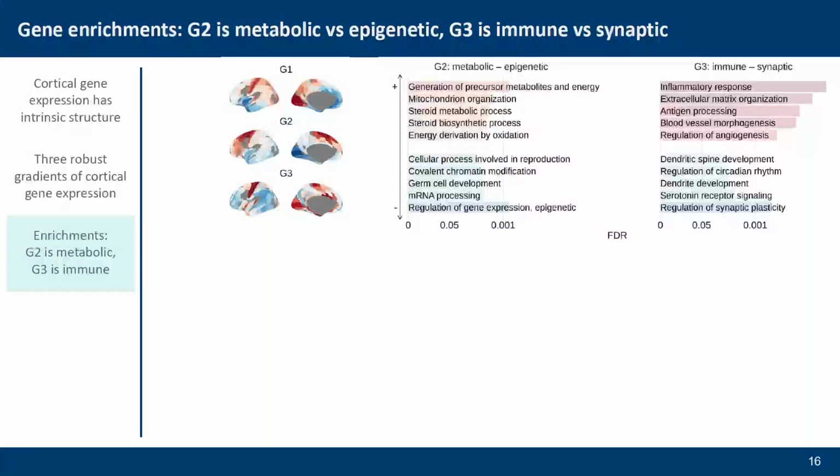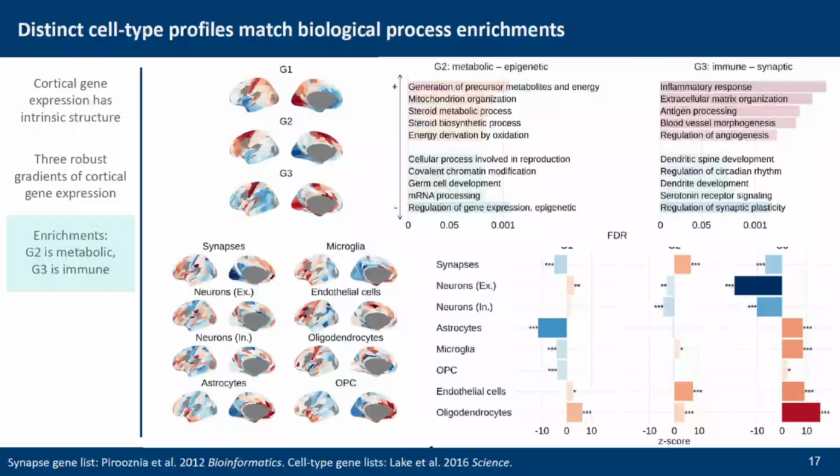And the third gradient is even more strongly enriched for inflammation at the positive end and synapse development at the other. And that aligns with cell type enrichments, where we see, for example, that all the glial cells are super strongly enriched in the inflammatory end of the third gradient and negatively enriched for synapses and neurons at the other end.